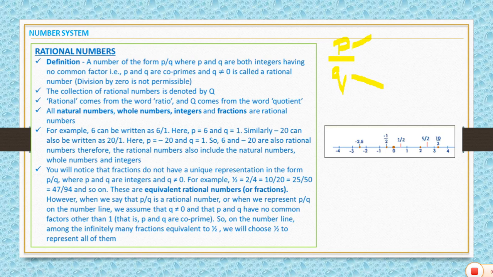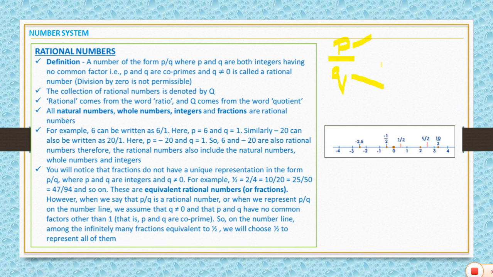So, any number which can be expressed in the form of p by q, जो p by q की फॉर्म में हम जिसको नंबर को बना सकते हैं, ऐसे नंबर्स को कहते हैं रैशनल नंबर्स. समझ में आया? Where the exception is, q ज़ीरो नहीं होना चाहिए. कभी भी q ज़ीरो नहीं होना चाहिए. अगर q ज़ीरो हो जाता है तो this number will become infinite. It is not divisible by anything.